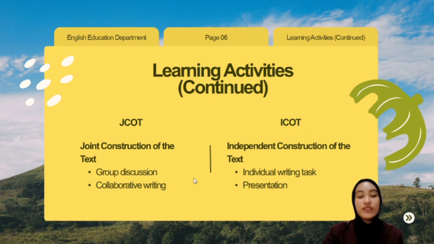And the final stage is independent construction of the text, or ICOT. Students individually write descriptive text about a tourism place and present their work. This stage allows students to demonstrate their understanding and apply the knowledge they have gained through the lessons.